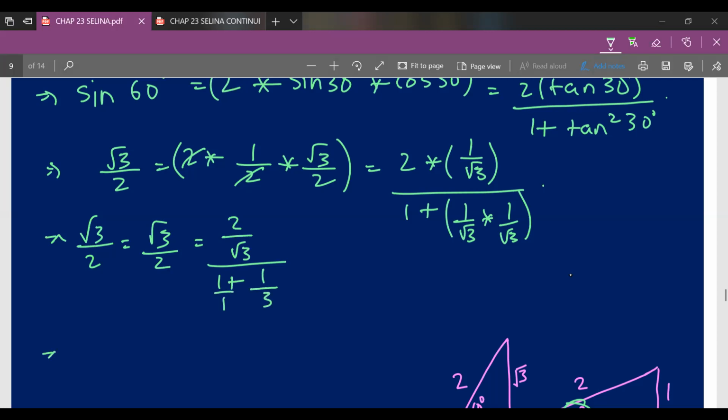So root 3 upon 2. I can sense your excitement. I know that we have proved the LHS and MHS as same, but we have to solve the RHS also, to prove that RHS is equal to the rest from the sides. So over here, 2 upon root 3, I'll write it down.